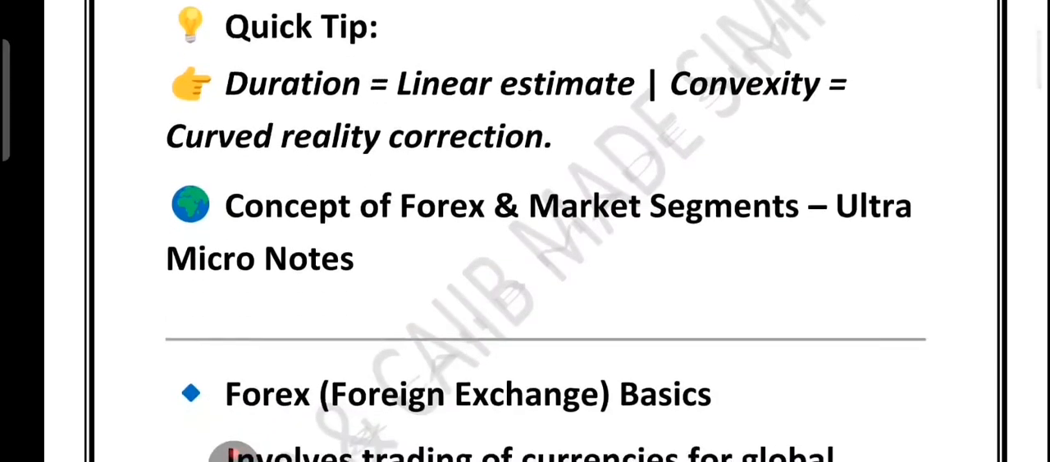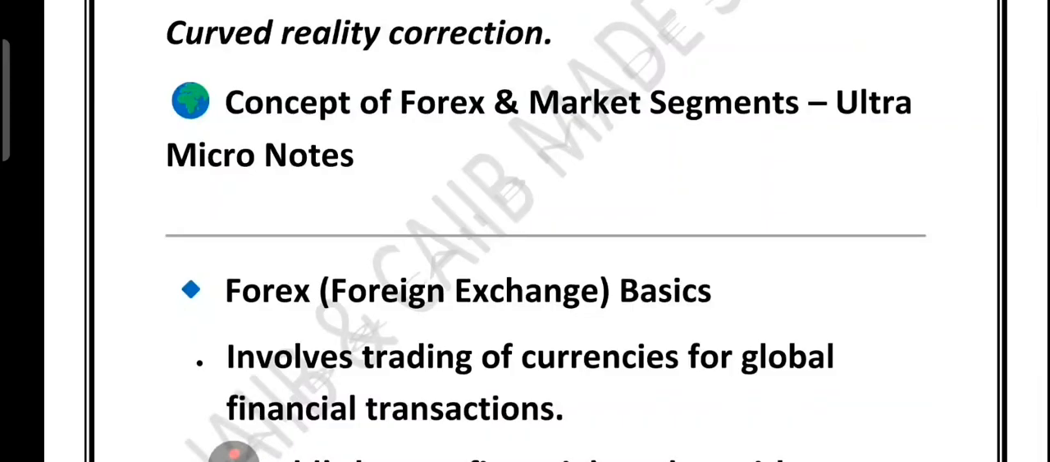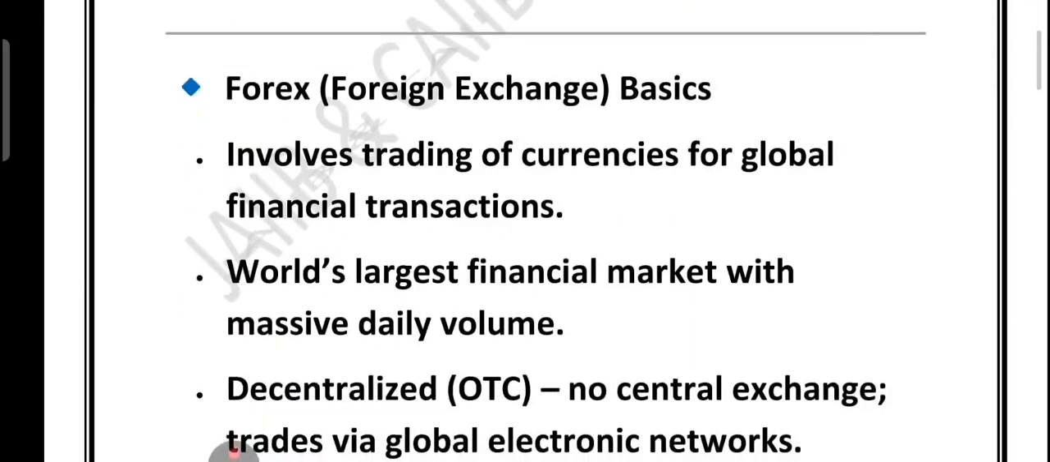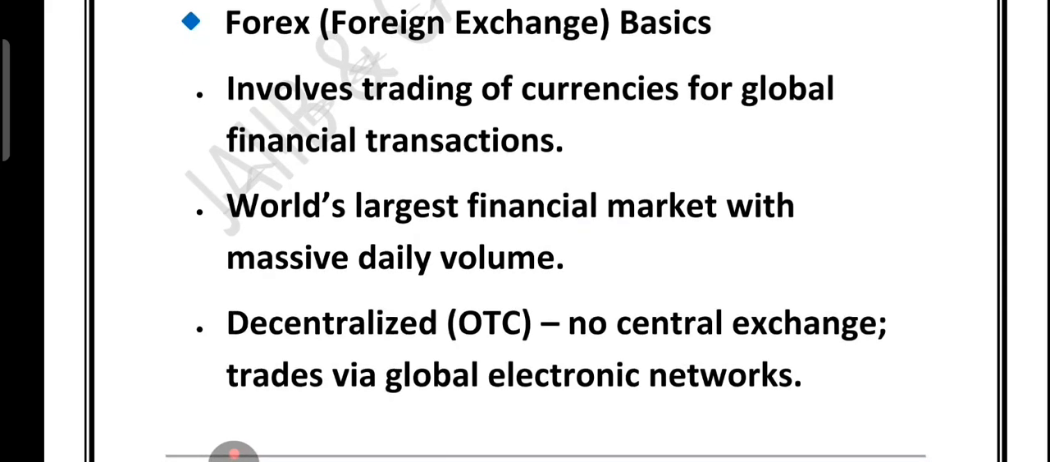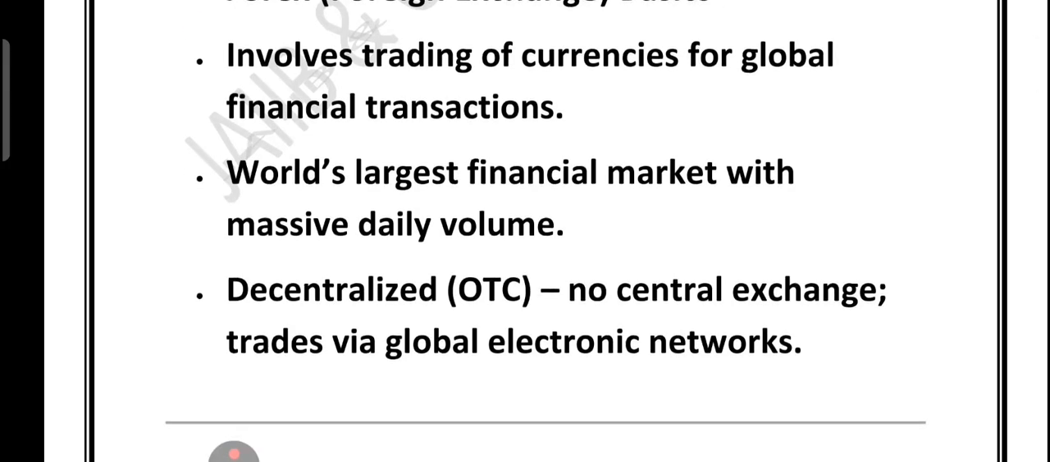Now friends, let's switch our focus to the forex and market segment. Forex is the short form for foreign exchange. It simply means the trading of one currency for another, like exchanging rupees for dollars when you travel abroad. So forex means foreign exchange. What does it mean? It means trading of one currency for another. But it is not just about travel only.